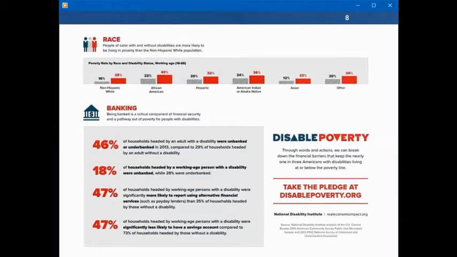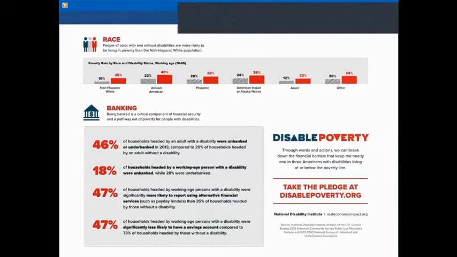Now, interestingly, when we look at the banking behaviors of individuals with and without disabilities, but specifically today we'll be focusing here on people with disabilities, 46% of households that are headed by an adult with a disability were unbanked or underbanked in 2013, compared to 29% of households headed by an adult without a disability. So what does that mean?